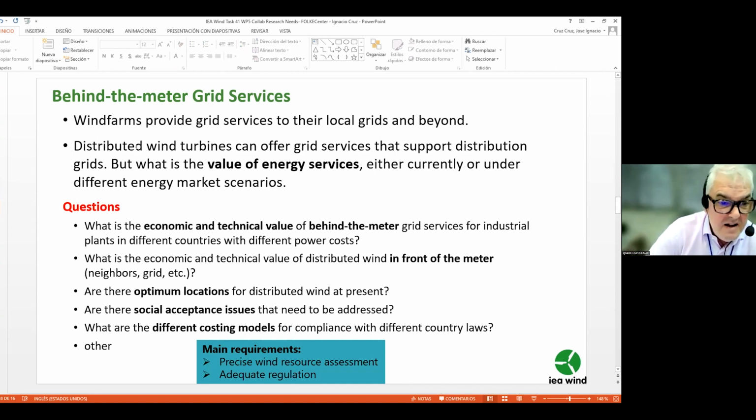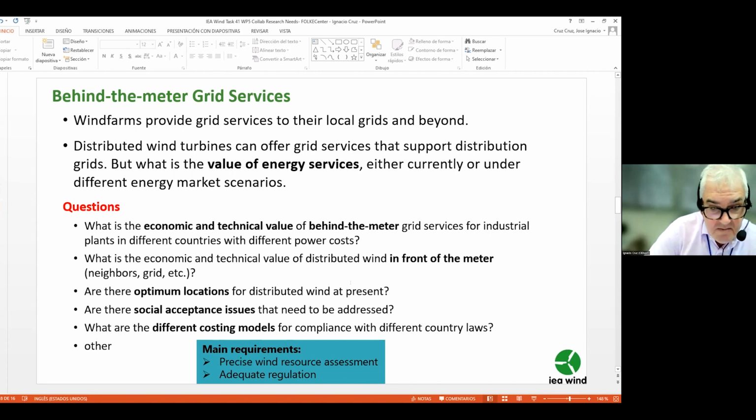Another third research topic is behind the meter grid services. This is very interesting, because we can value these energy services even with small wind turbines, especially for grid-tied applications. There are some questions, obviously: what is the economic and technical value of behind the meter grid services for industrial plants in different countries with different power costs? It's strongly dependent on the regulation.